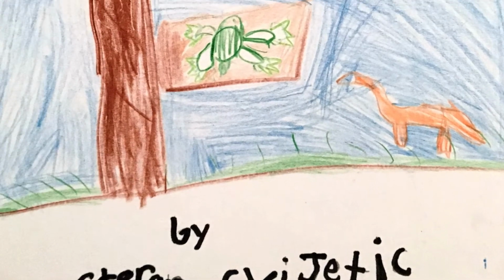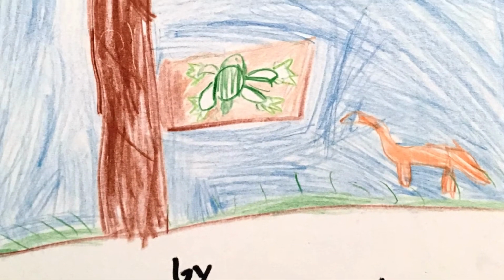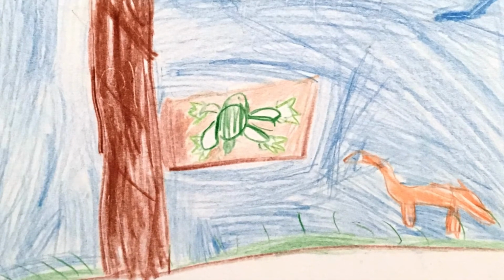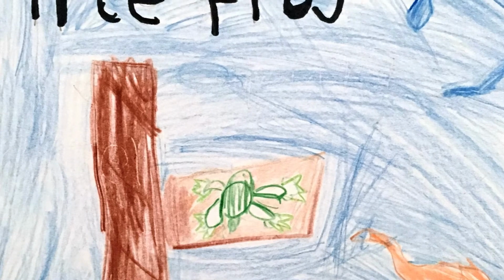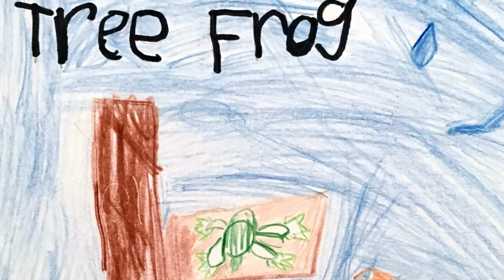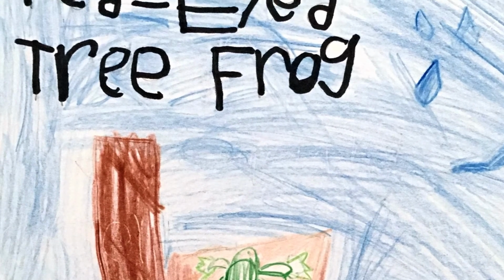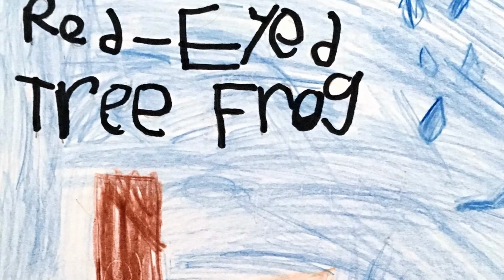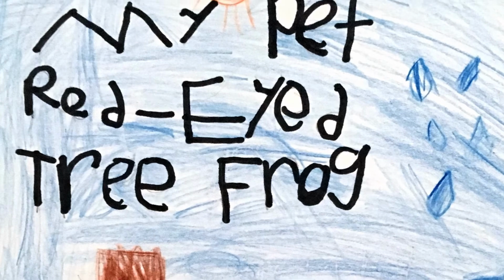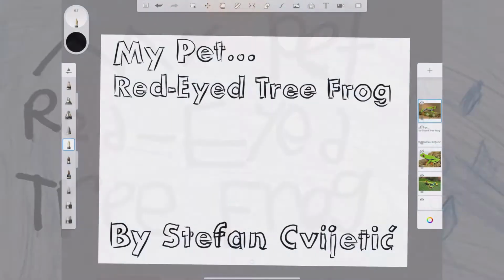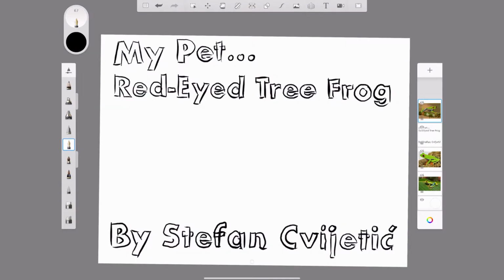Hello and welcome to another session. This session will teach you how to illustrate children's books. And the drawing that you see here was done by my oldest son. When he was in second grade, his assignment was to draw and actually write a little children's book. In his case, his was called My Pet, a Red-Eyed Tree Frog.